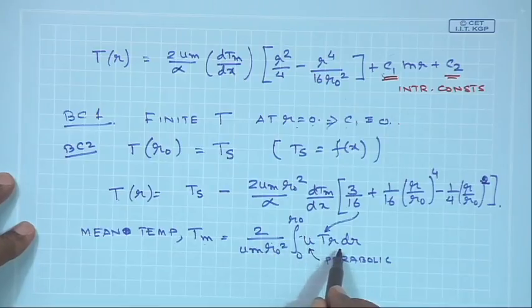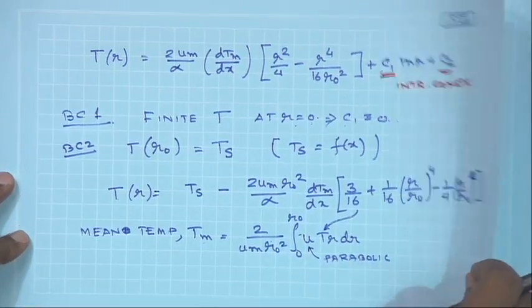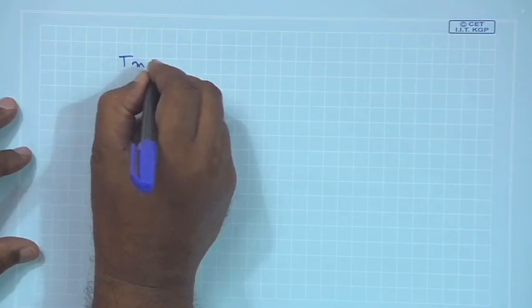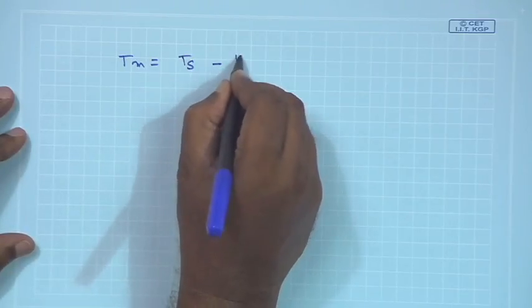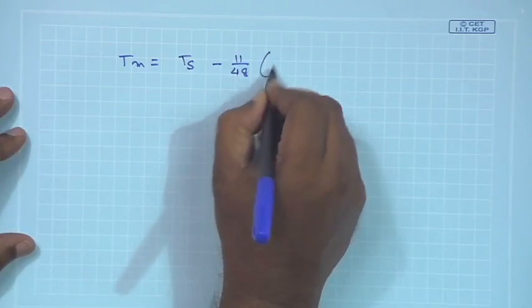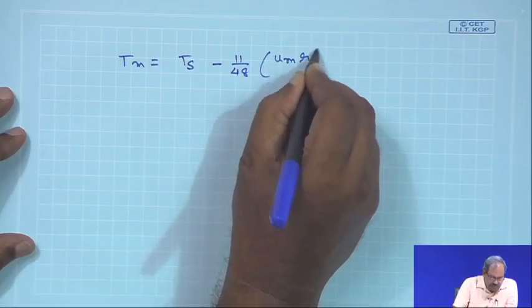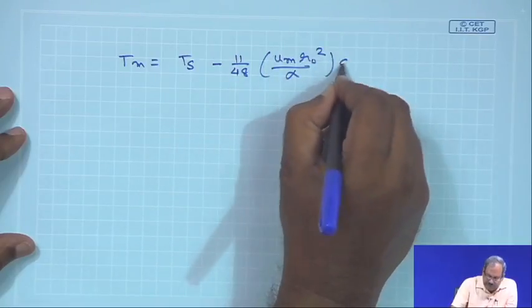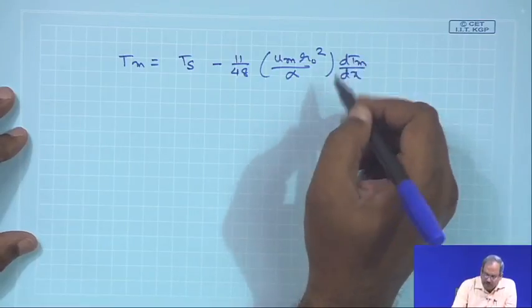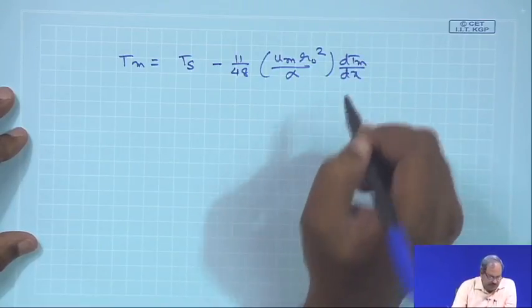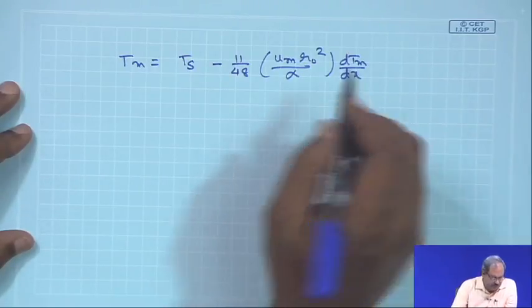and do the integration. Once you do this integration, what you would get is the mean temperature Tm is going to be equal to Ts, which is a function of x, minus 11 by 48 r 0 square by alpha times dTm by dx. This integration, I am not doing all the steps here; I am requesting you to do it on your own.